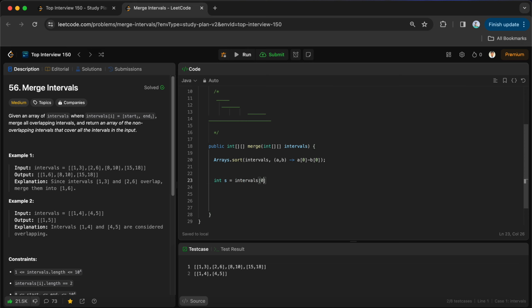So I took 0, 0 as the first start point, and I will define my end range intervals. So 0, 1, so it is a start and end. Then I will iterate over all the intervals, from 0 to intervals.length, the length of total intervals.